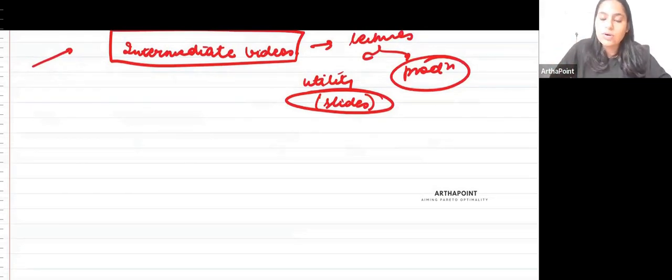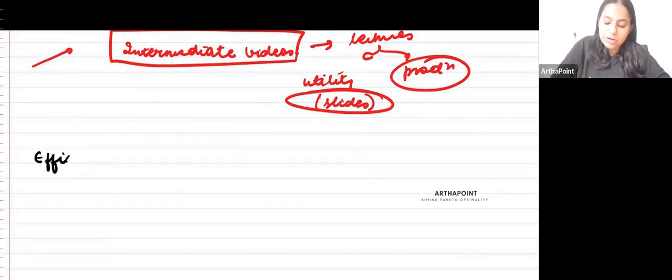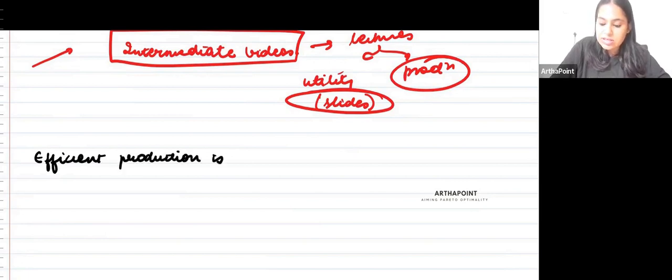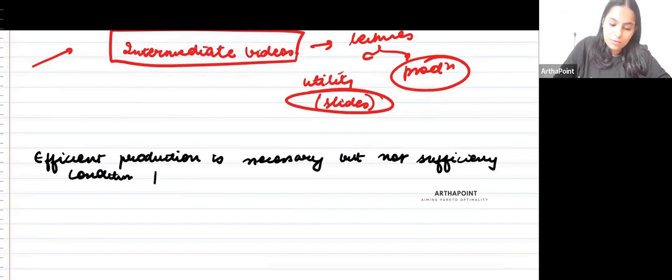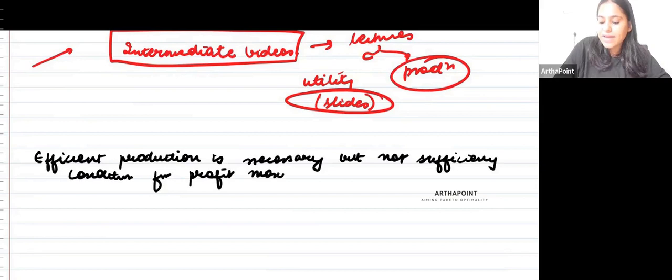Now, I want to make a statement before we go ahead. This is important, please write it down. Efficient production is necessary, but not a sufficient condition for profit maximizing.